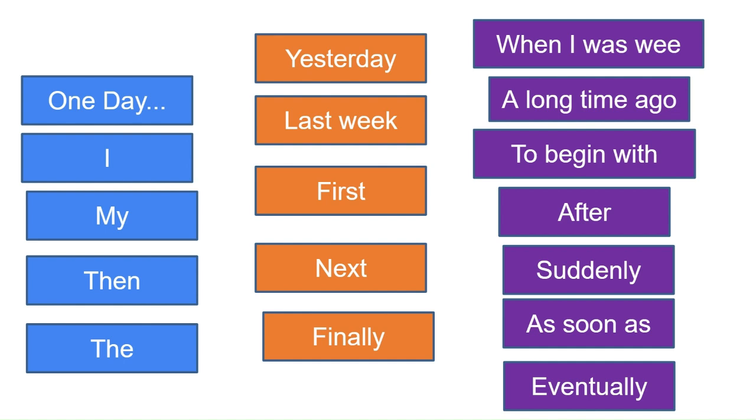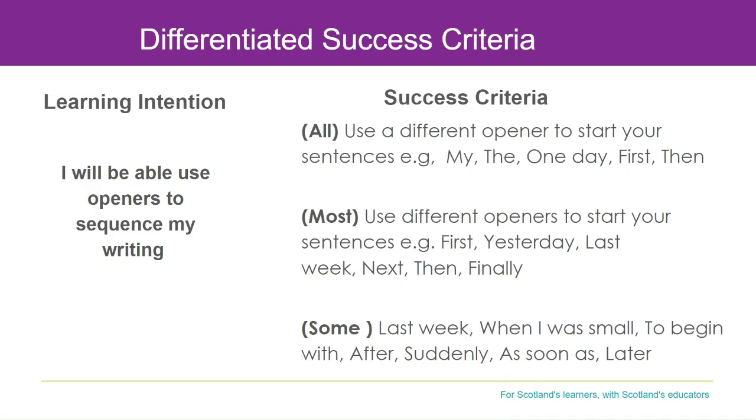So here would be the openers that you would want each of these groups to select from. You might have them on the tables where they can manipulate them and they can put them in order of what they want to say in their writing, and they can then use those prompts to orally rehearse what they're going to say with a partner before they begin to write. These cards really serve as a really important visual reminder when they come to write that recount for themselves independently. And here is the differentiated success criteria for this activity.